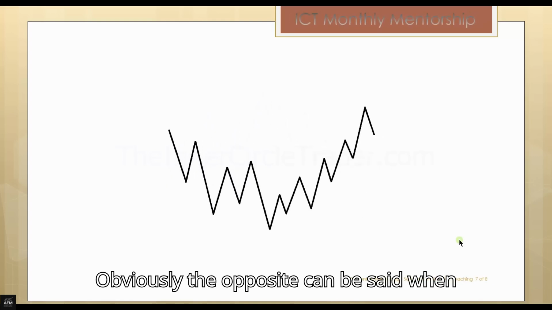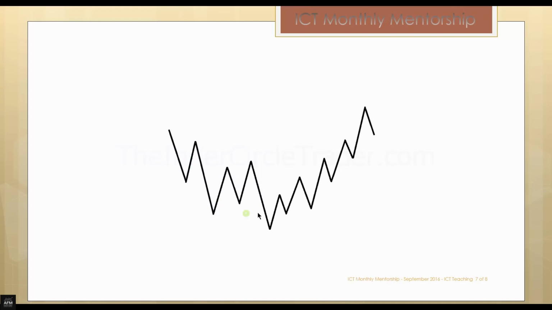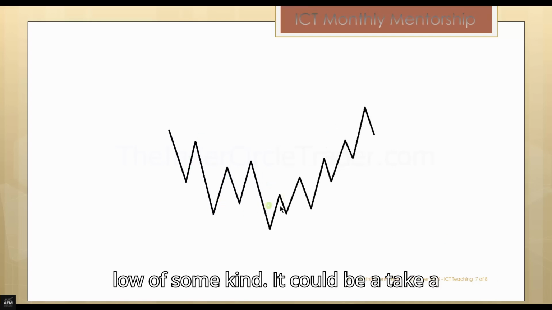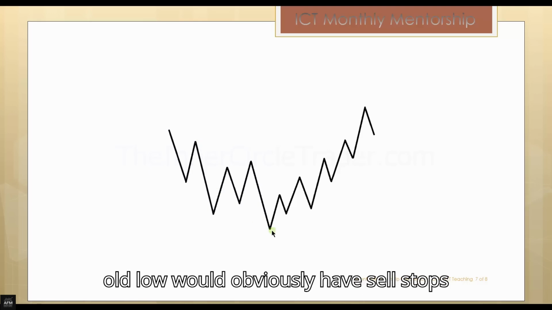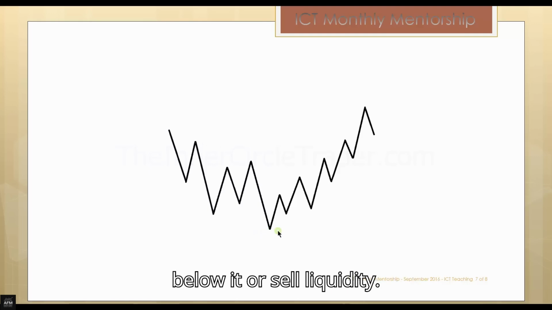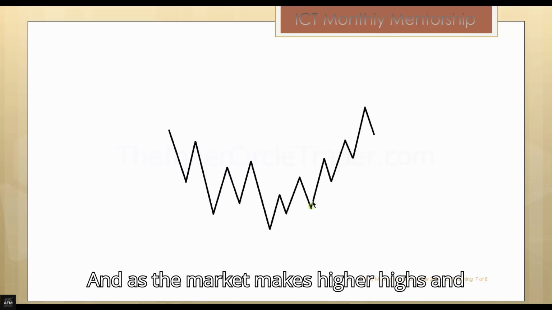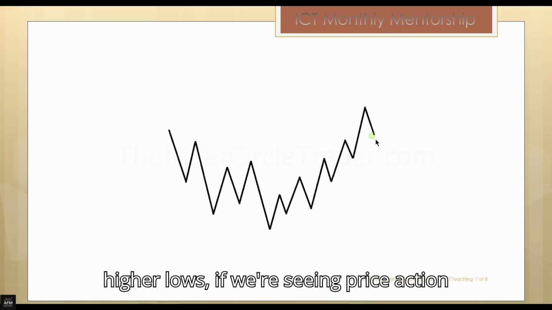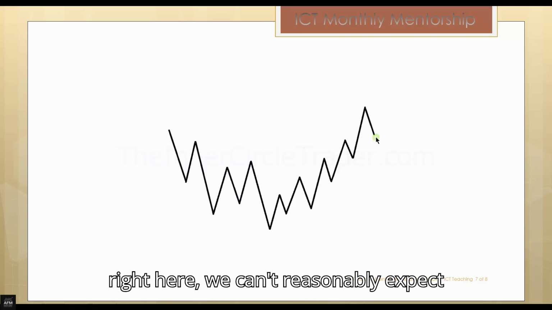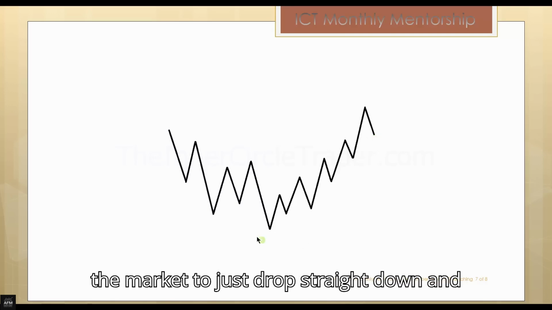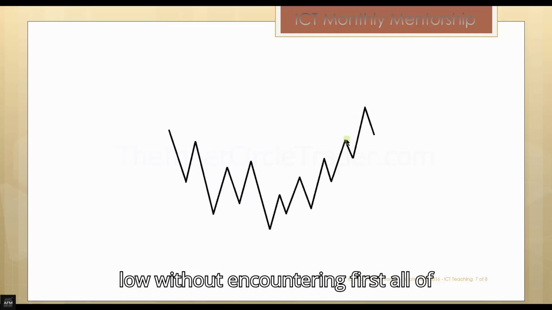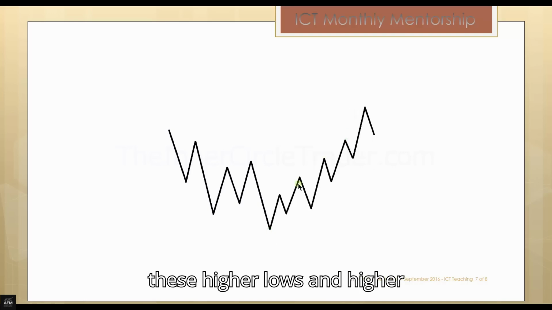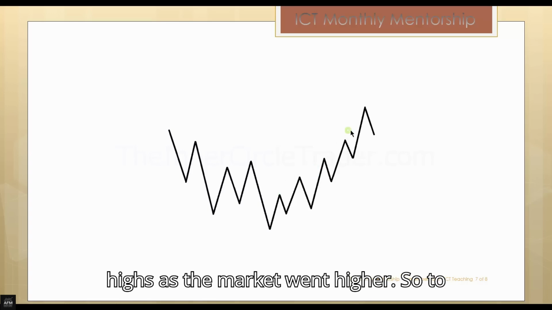Obviously, the opposite can be said when we see the market make a low of some kind. It could take a long time really to form this, but the old low would obviously have sell stops below it, or sell liquidity. And as the market makes higher highs and higher lows, if we're seeing price action right here, we can't reasonably expect the market to just drop straight down and make a run on the sell stops below this low without encountering first all of these higher lows and higher highs as the market went higher.